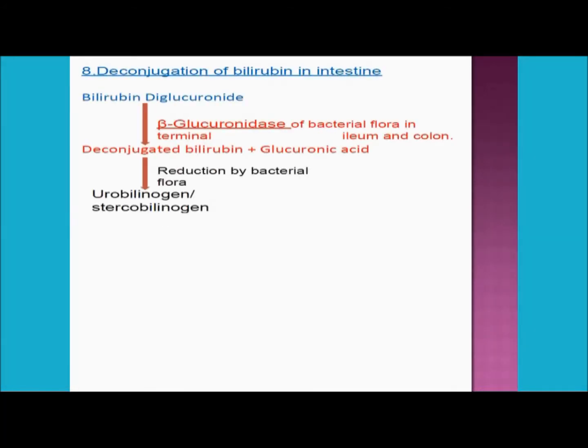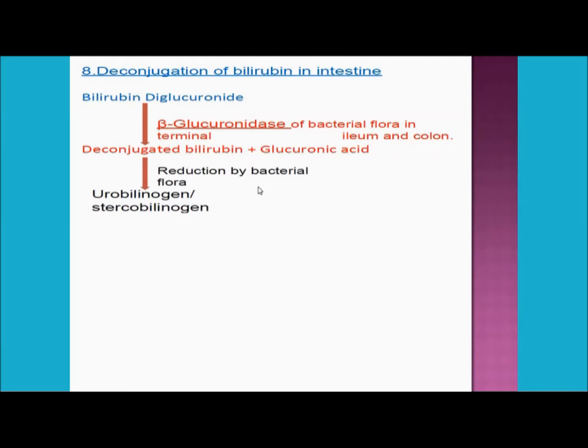Now deconjugation of the bilirubin in the intestine. This bilirubin diglucuronide will now be deconjugated, and the glucuronide molecules will be removed from it. So what enzyme is going to act? Here basically the beta glucuronidase of the bacterial flora present in the terminal ileum and the colon is going to deconjugate this, meaning the glucuronide molecule will be removed, right? This leads to the production of deconjugated bilirubin and glucuronic acid.